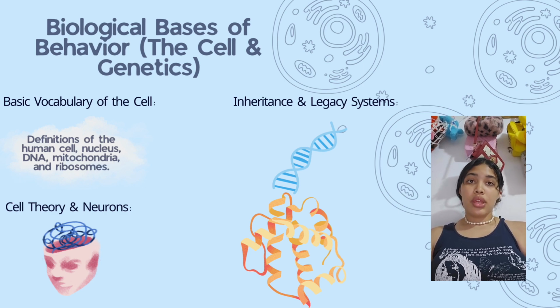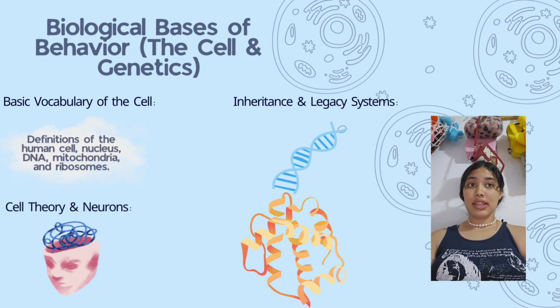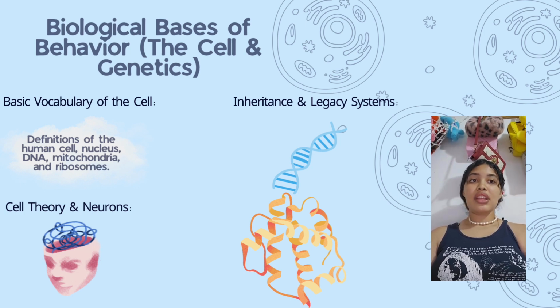Finally, we must analyze inheritance and legacy systems. Genetics do not work in isolation, but they provide the architecture for behavior. Brain cells and neuronal networks are what physically allow cognitive functions to happen.